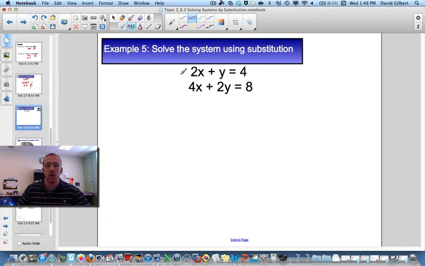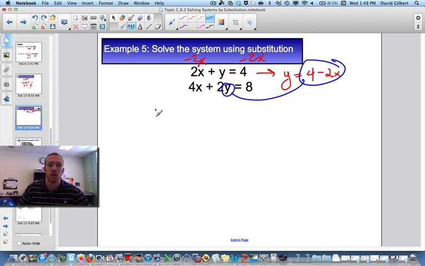Here, I've got to get y alone, or get one of them alone. It's easiest to isolate the y. So minus 2x. Minus 2x, that gives me y equals 4 minus 2x. So I now plug this in for y in this equation. So it gives me 4x plus 2 times 4 minus 2x equals 8. And I'm now going to solve this.